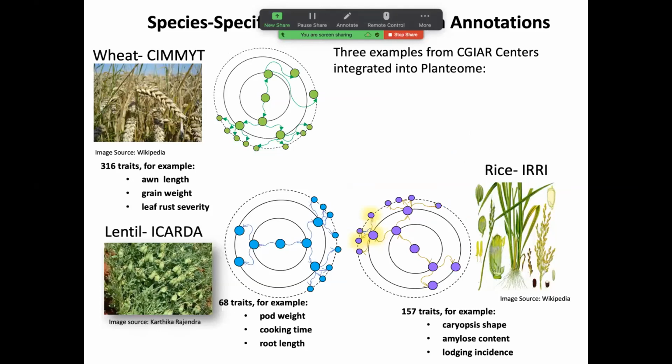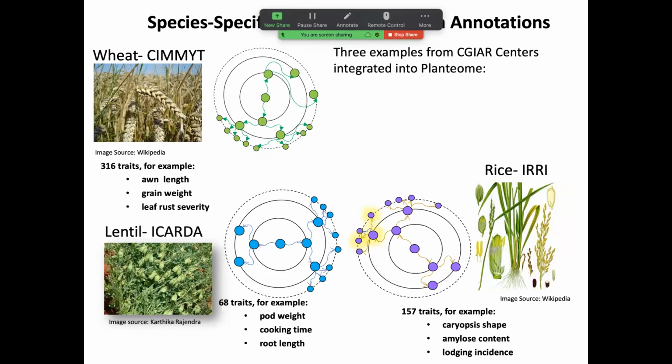In addition to the reference ontologies, as I mentioned, we have 11 species-specific ontologies developed by the Crop Ontology from the CGIAR centers around the world. And this is just an example of 3 of them. The wheat ontology was developed at CIMMYT, and there's been recently some input from the T3 project on the wheat ontology, which was really helpful.